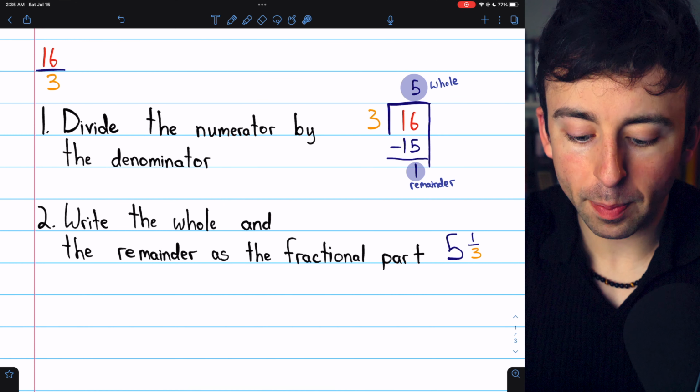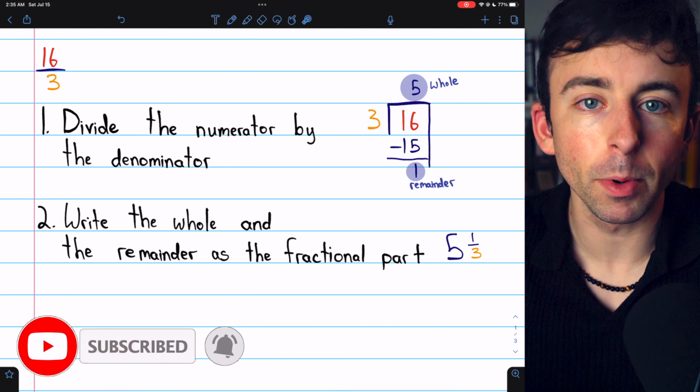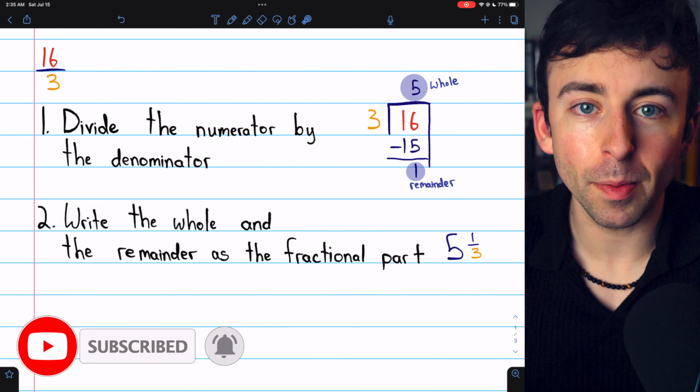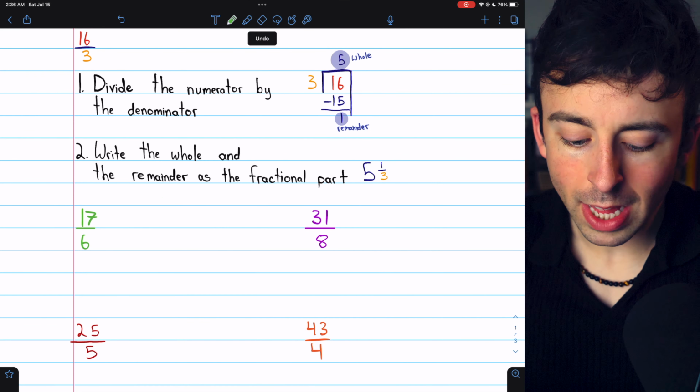Here are the two steps we have to take to convert an improper fraction to a mixed number. Let's go over 4 examples to practice. Here are the 4 examples we'll do. Let's begin with 17 over 6. We want to write this as a mixed number.